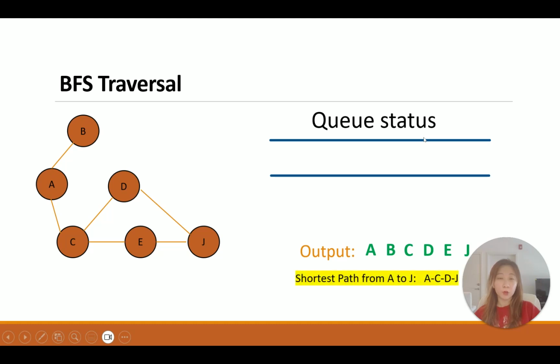And this is one of the most useful features of BFS: it can help us find the shortest path between two nodes in an unweighted graph.